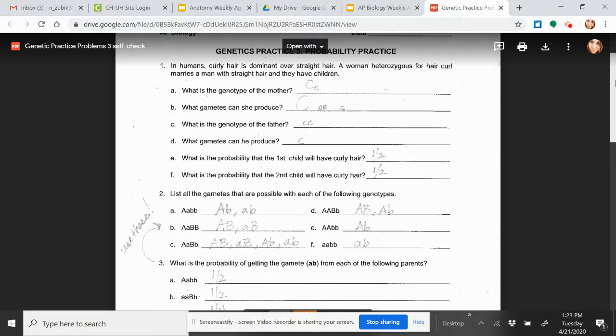So if he has straight hair, which is recessive, the only way we will see that is if he is little c, little c. So the genotype, remember, that's your genes represented by letters, of mom, if she's heterozygous, would be big C, little c.